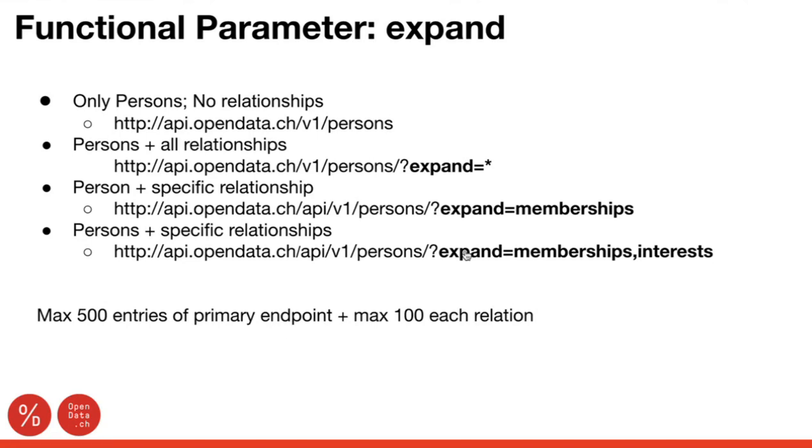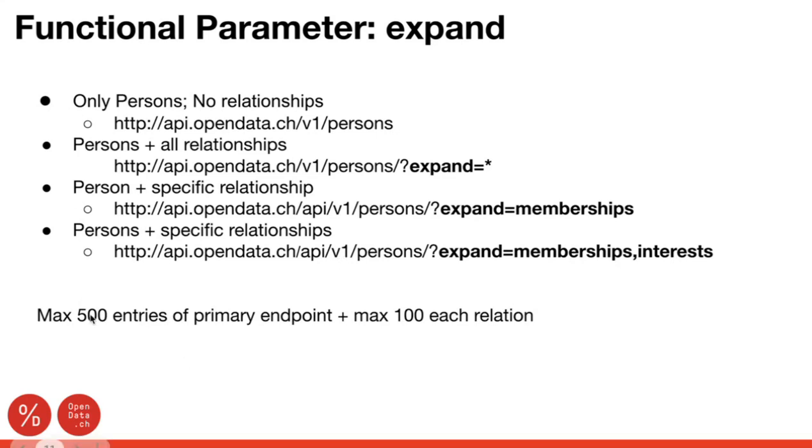We have this kind of expand relation. If you use the expand and the star, you get simply all the relations which are there for an entity. Or you can specify, if you don't really need all the data from each person. For example, if you're just interested in memberships of a person or persons, you can simply use expand and memberships, and you got that. If you want more, like memberships and interests, you can do that like that.